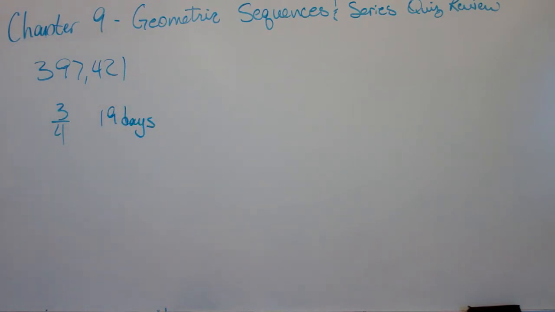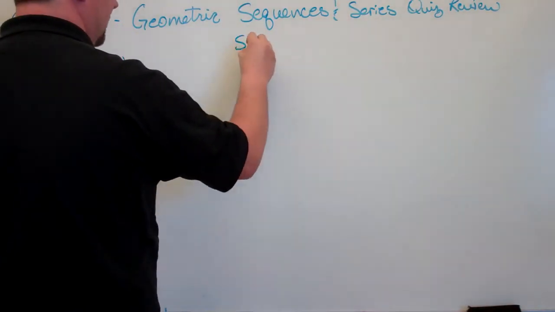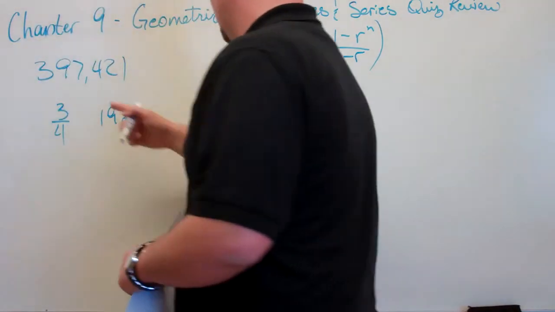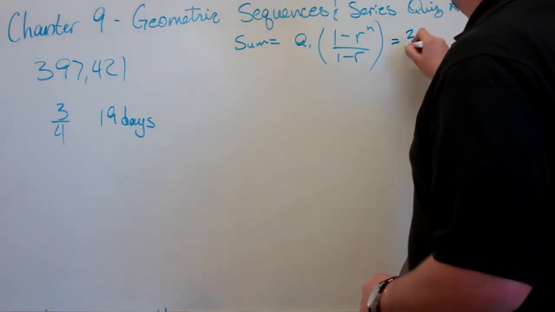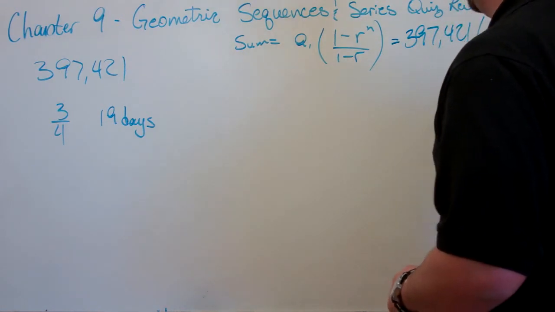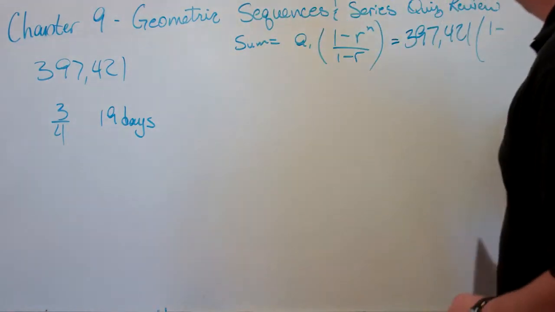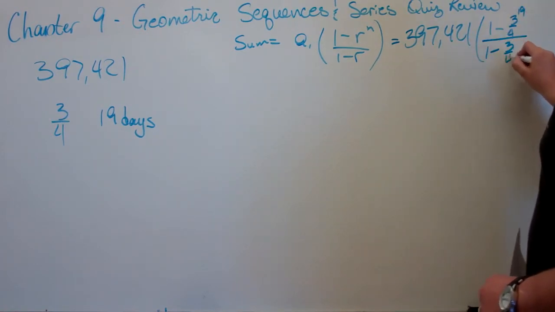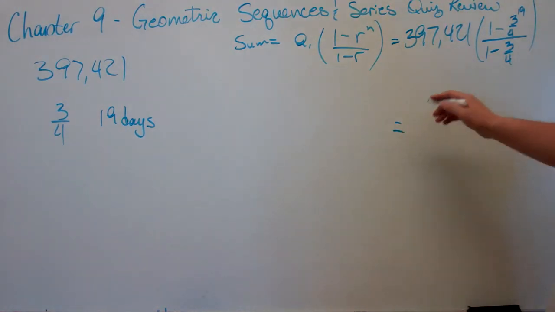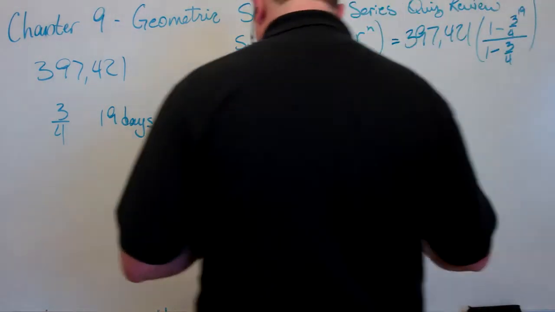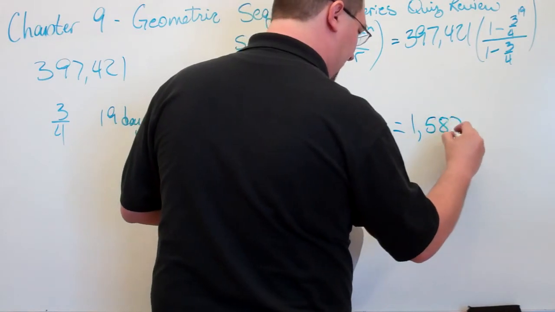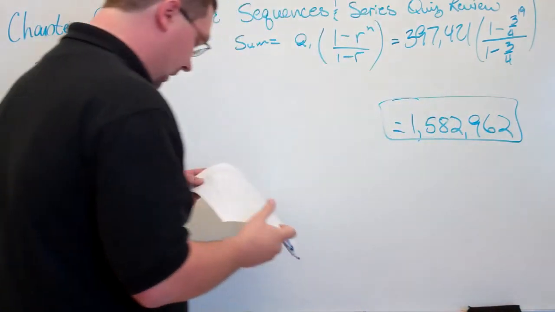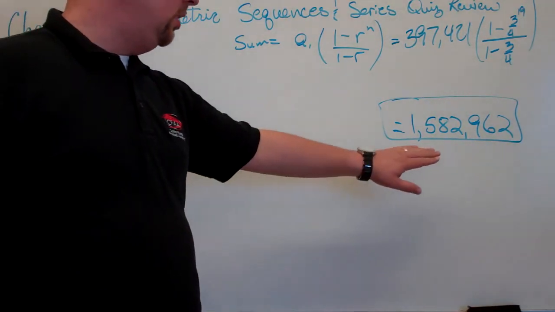All right, so we're finding the sum of a finite series. Sum of a finite series equals a sub 1 times 1 minus r to the n over 1 minus r. So a sub 1 is that ridiculously large number of pennies. So 3, 9, 7, 4, 2, 1. 1 minus our ratio. What's our ratio? 3/4. They gave it to us. 3/4 raised to the n. The n is 19 in this case because it's over 19 days. Over 1 minus r. Alright. Calculator problem. Plug this into your calculator. And you will have 1,582,962 pennies.